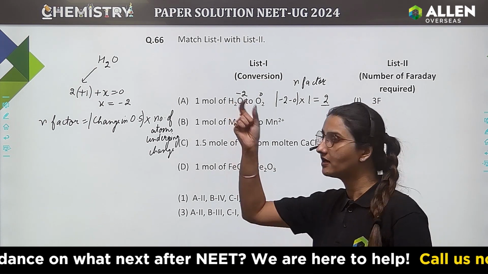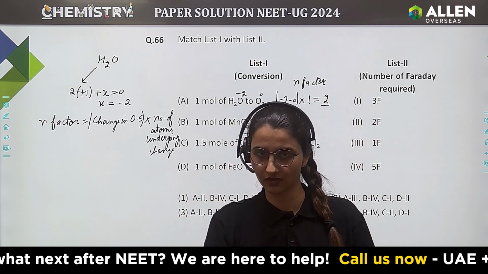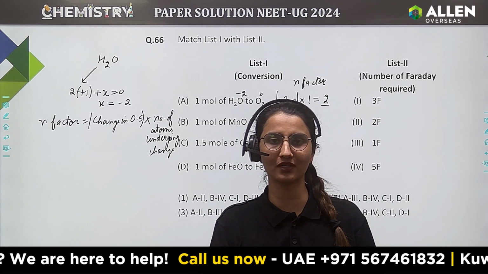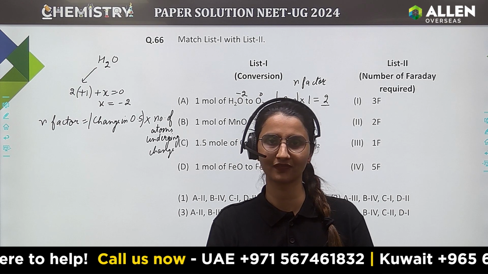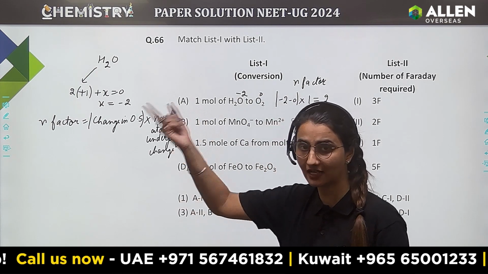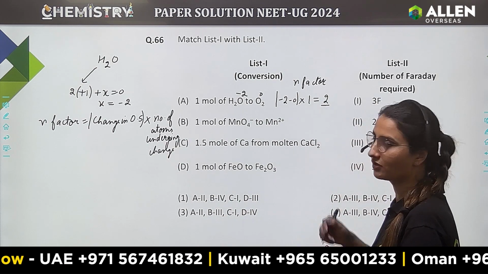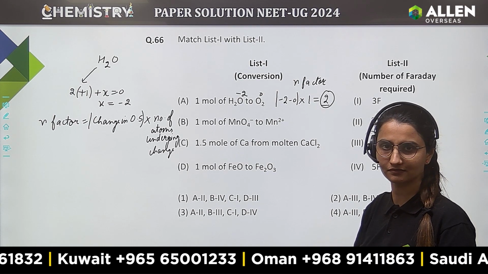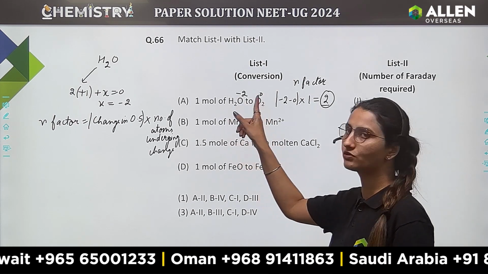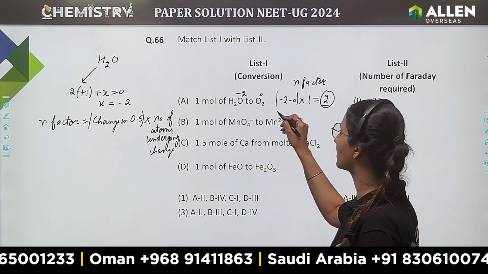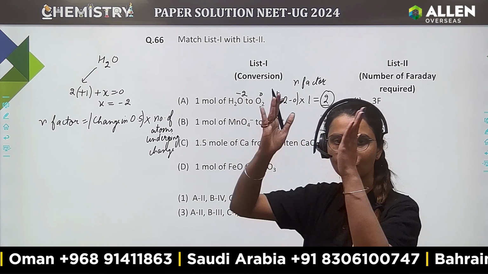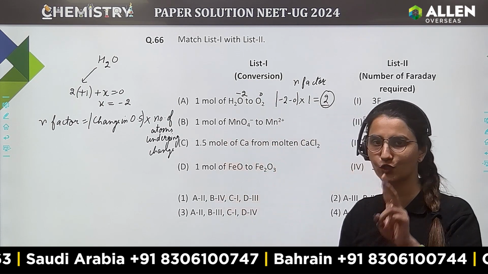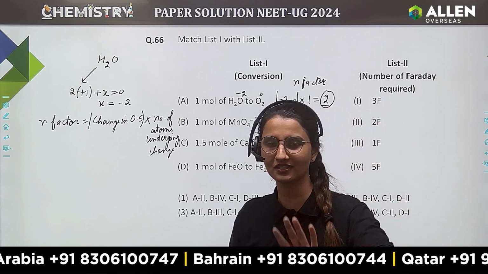Means 1 H2O2 requires 2 electrons to change into O2. Because N factor for redox reactions is this only, no? Number of electrons lost or gained per mole. So 1 mole will need how many moles of electrons? 1 mole will need 2 moles of electrons. Are you able to get it? See students, repeating. From -2 to 0 it is going. What is the change in oxidation state? If you take mod it will be 2, no? Mod is to convert any negative number into positive. How many atoms do we have? 1. So N factor is 2.